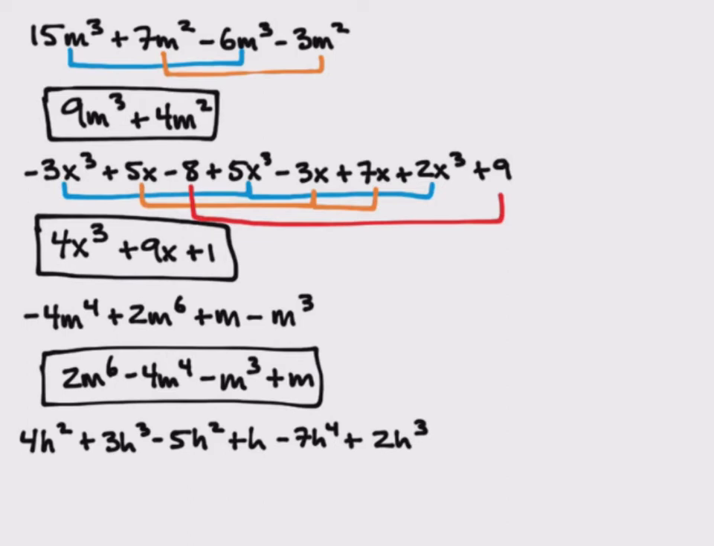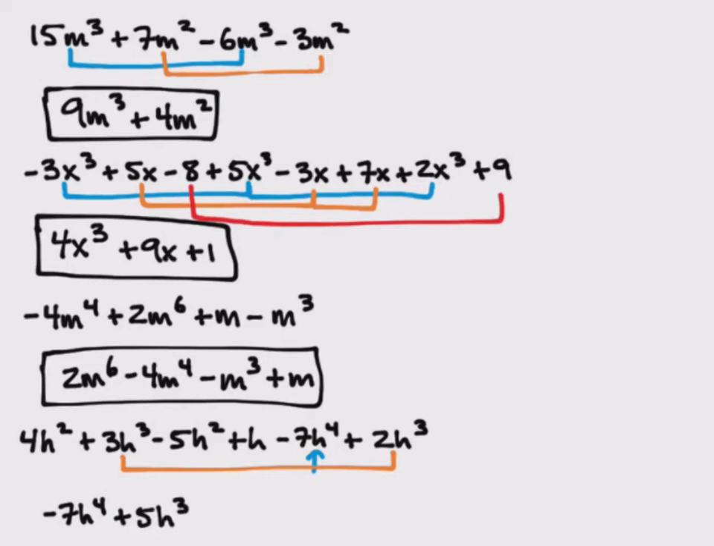And it's the same thing with our last example. It appears that we have only one term with an exponent raised to the 4th power, so that'll be the first term in a polynomial when we write it in standard form. Now let's look for terms that are of degree 3. I see we've got 1 here, and we've got 1 here. 3h to the 3rd plus 2h to the 3rd will give us 5h to the 3rd.